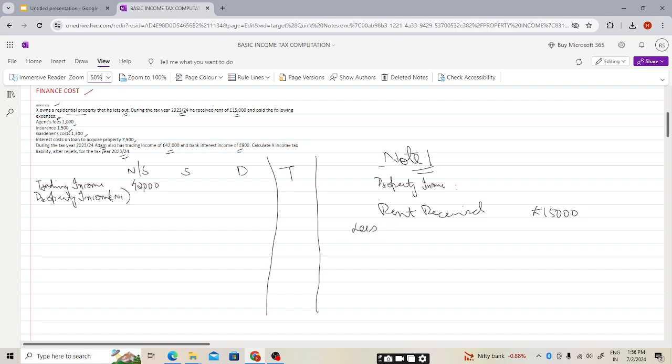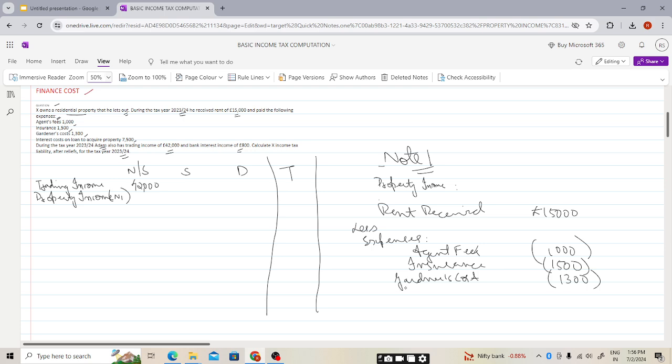Less expenses. So what are the expenses? Agent fees will be reduced. Yes, because it is wholly and exclusively for the purpose of the property running business. 1,000, reduce it. Allowed expenses. Insurance will be reduced. Yes, wholly and exclusively for the purpose of property business. Gardener cost, wholly and exclusively for the property business, that is 1,300.